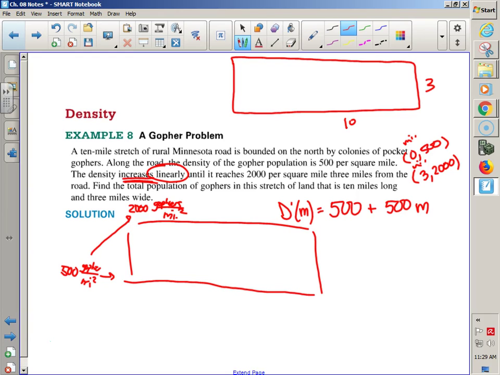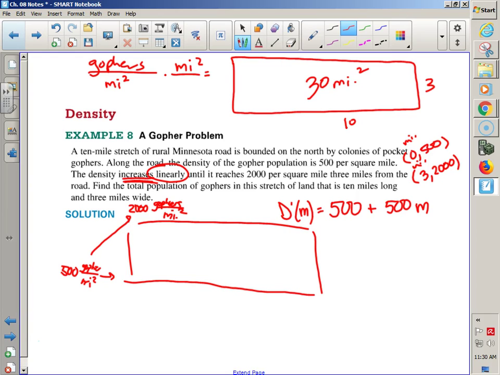Why do we need integration? Don't we want gophers per square mile times square mile? And then we'll get gophers, right? How are we going to find square mile? We know the distance. That's not the problem. Or we know the coverage. We know where the gophers are. We can multiply by 30 easy, but what do we multiply?